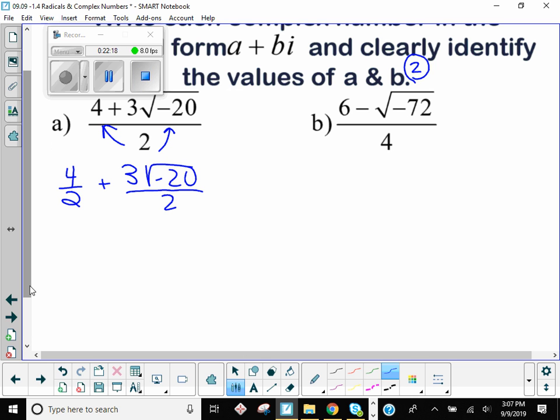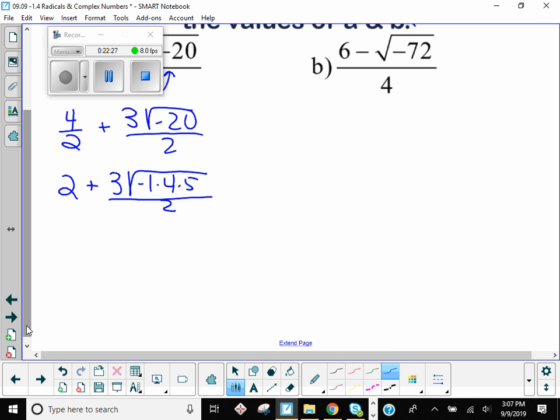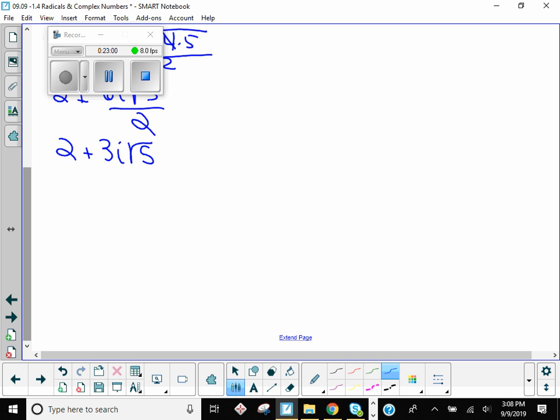So 4 over 2 is 2. And then negative 20 is negative 1 times 4 times 5. The two things that I can simplify under that radical are the negative 1 and the 4. So this comes out as i, this comes out as 2. So I've got my 2 up front. I take this 2 times i times the 3 in front of that radical is 6i, with 5 left over underneath and 2 here. And then what is 6 divided by 2? 3. So I have 2 plus 3i radical 5.